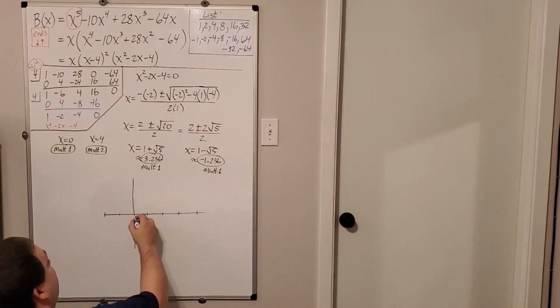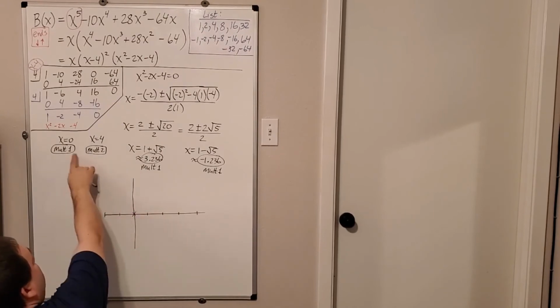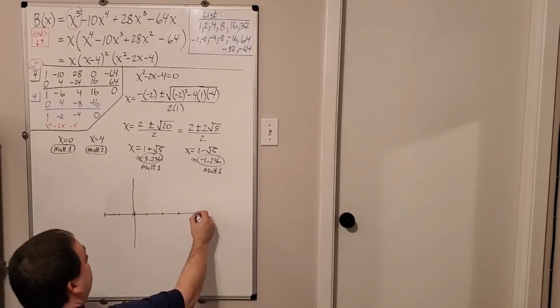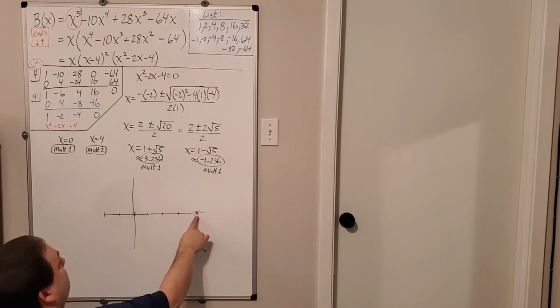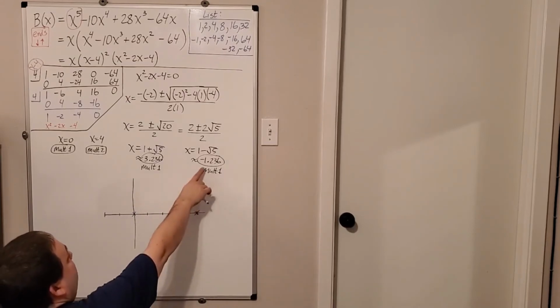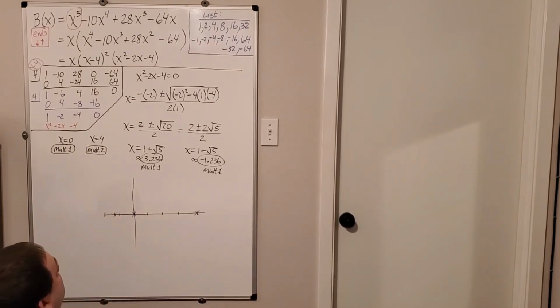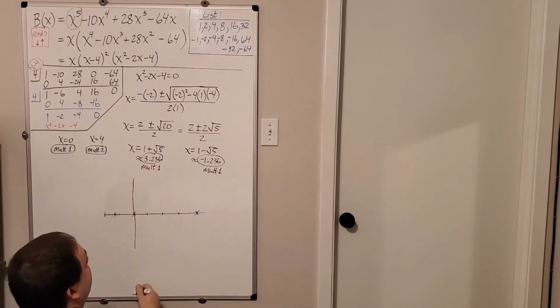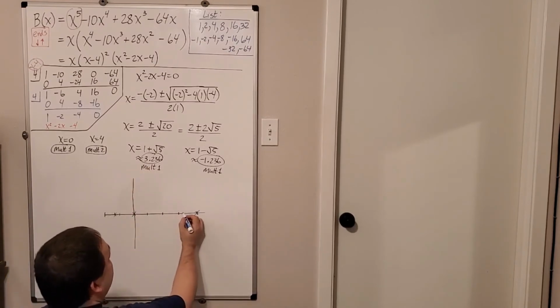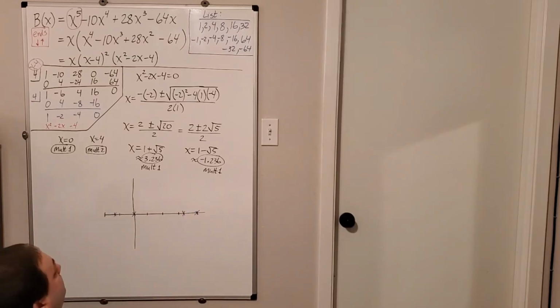I've got an intercept through the origin here, 0. I've got an intercept through 4 over here. I've got an intercept through negative 1.2. So that's, give or take, somewhere right there. And 3.2-ish is give or take somewhere right here. Okay?